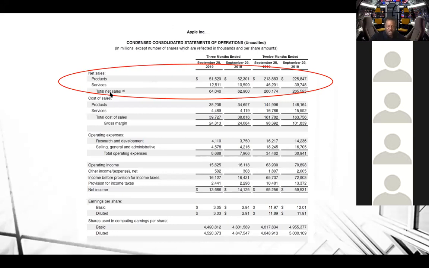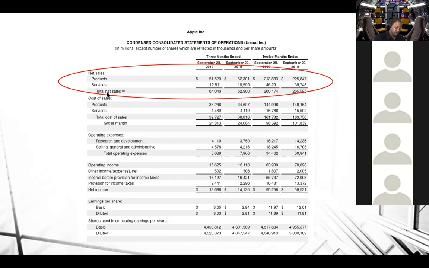The other word here I want to point out is this word net. Net, total net sales. What is that net of? So net means the difference, right? We get our gross paycheck, and then our net pay. That means they took something out. So what's been taken out of sales?